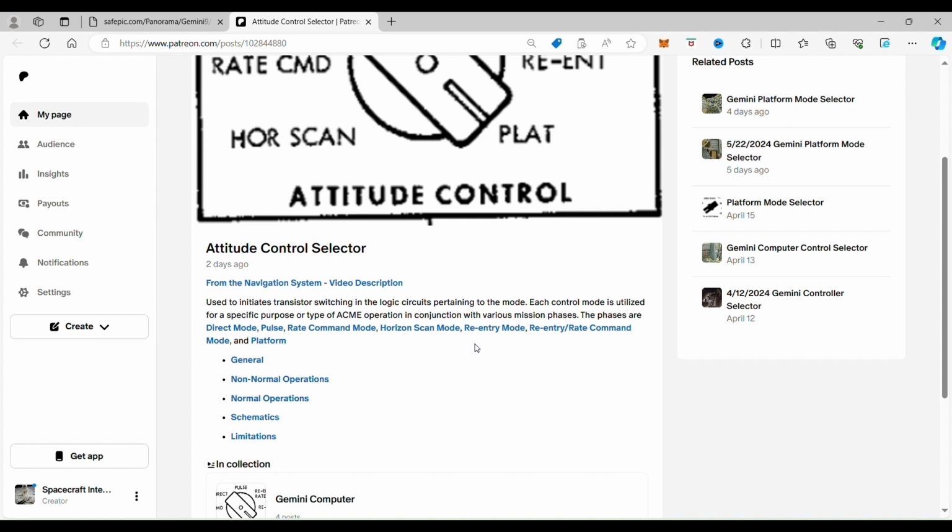Then there's the re-entry mode. Now that is the auto re-entry mode. If you put it into this, the computer automatically takes over and gets the position correct for re-entry. Then there's the re-entry rate command mode, and that's the re-entry mode, but the astronaut's actually controlling it.